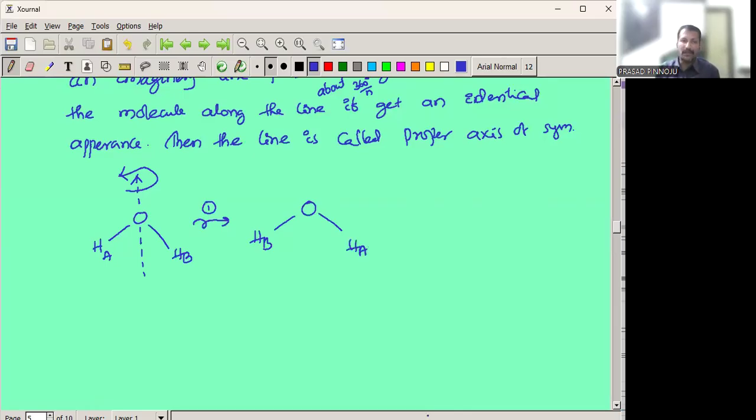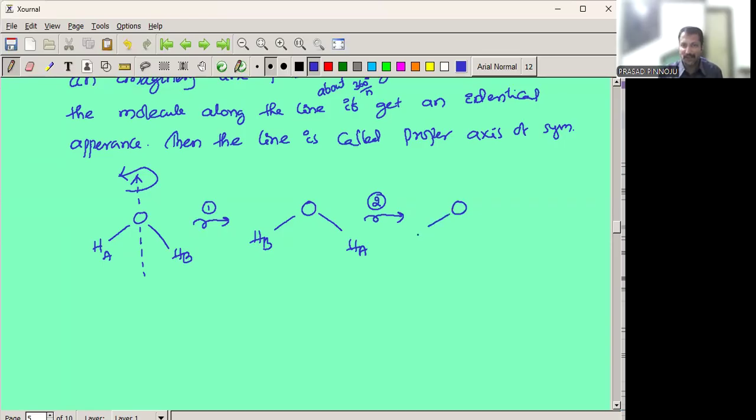Is this an identical rotation? Is this one identical? If you compare these two, do they look the same? Yes, sir. Both are the same or different? Yes, sir. Same.